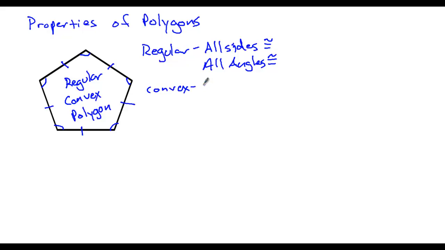Okay, so regular means all sides are congruent and all angles are congruent, right? Convex means all angles point out. If that makes sense to you, it's just like it looks.